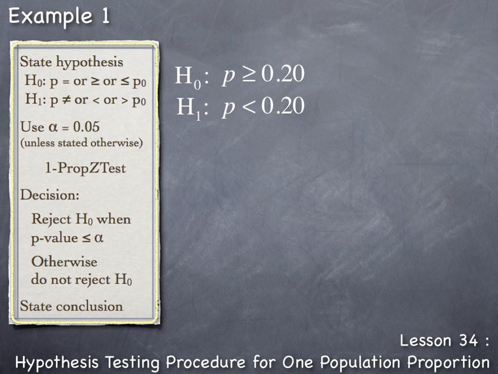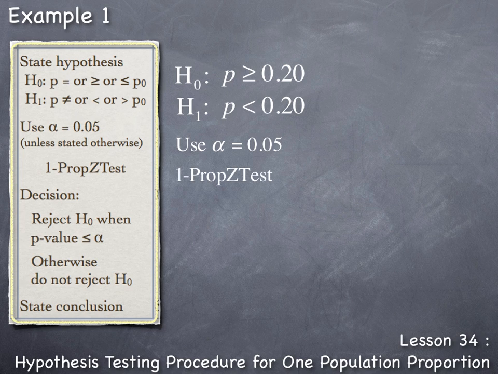In this case, H1 is the math department's claim, and if the data supports H1, then their claim is justified. But if the data supports H0, and P is greater than or equal to 0.20, then the math department's claim is not justified. Now that we've stated the hypotheses statistically, we then need to select alpha, the level of significance. Here, we'll use the customary alpha equal 0.05.